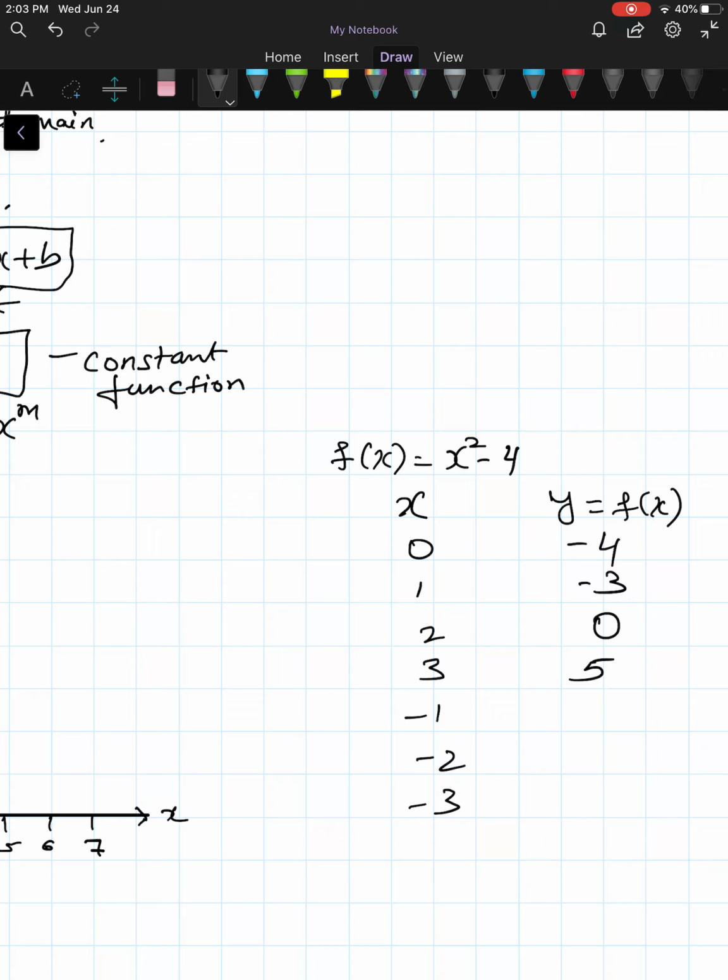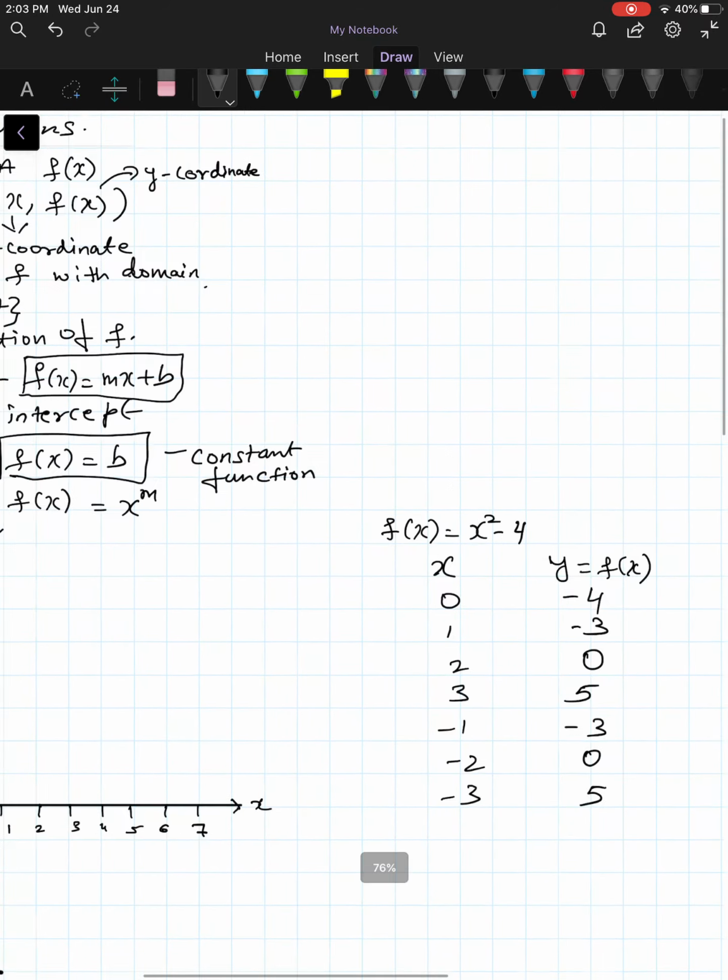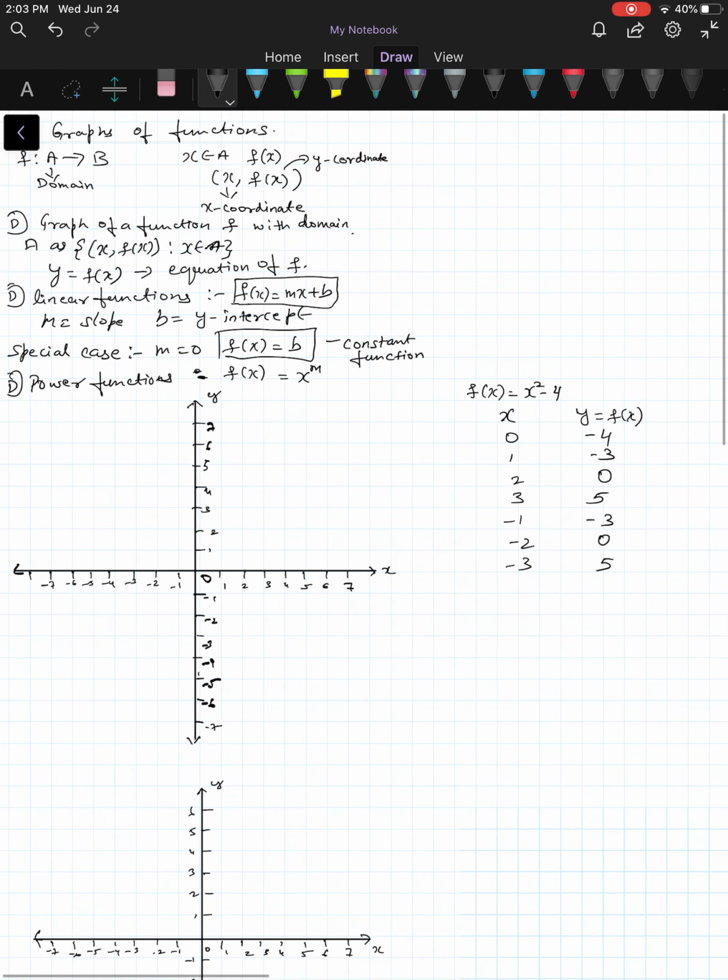The same values repeat for the negative x values as well, because squaring a negative number gives a positive number. It would be -3, 0 and 5 again. Now to plot this on the graph, we will get (0, -4). This would be (0, -4), so that would be here.